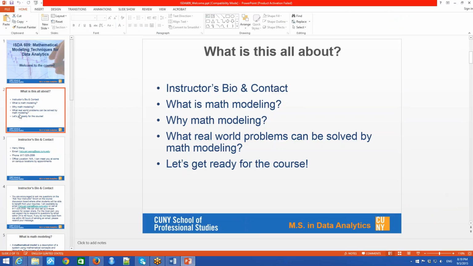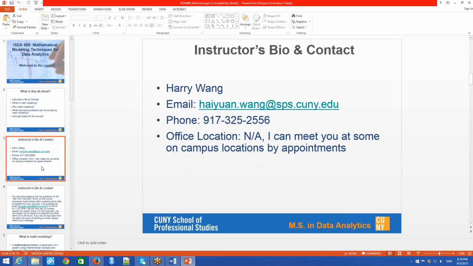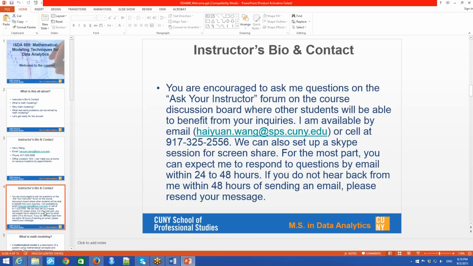So first of all, what is mathematical modeling, and what type of problems are we trying to solve here, and we can get ready for the course. And this is my contact information. In case you have any questions, send me an email or give me a call if needed. You're encouraged to send me an email or ask in the instructor section, even though it's very difficult for me to check that section during daytime. So I'll try to take a look every day if possible.